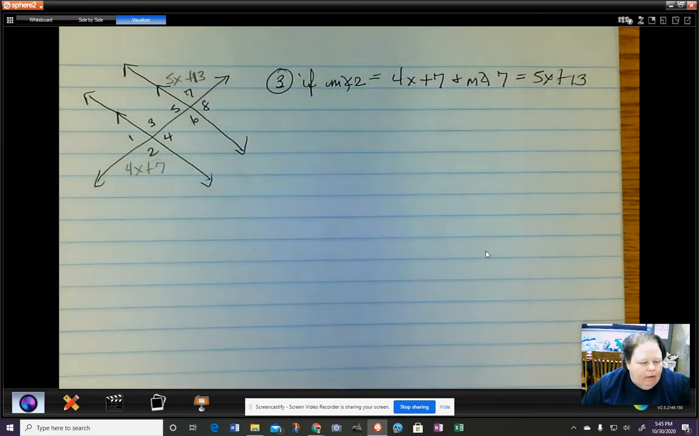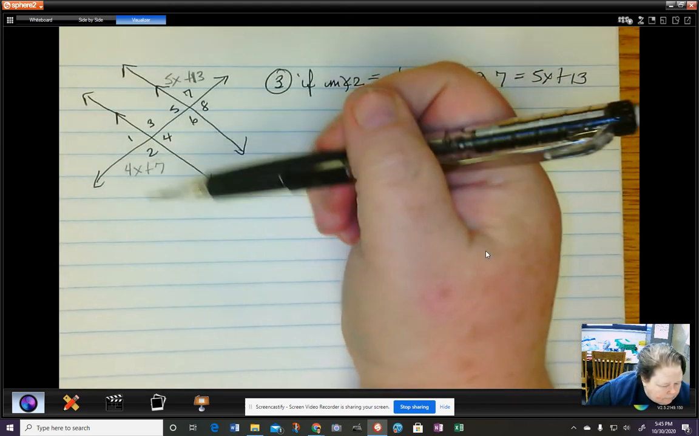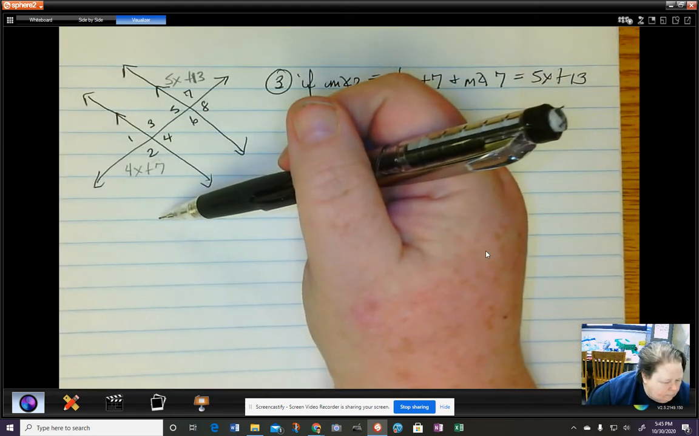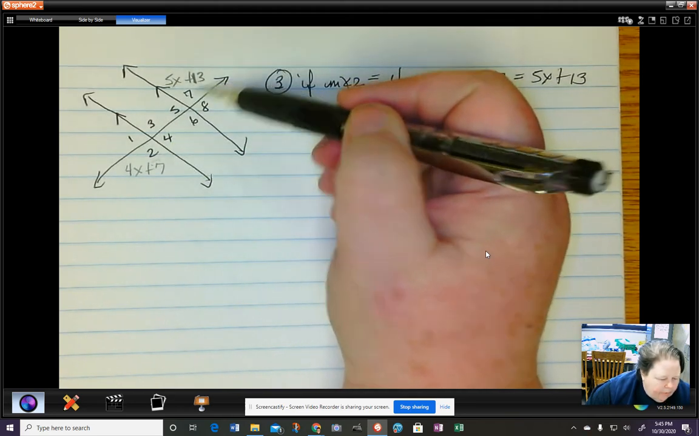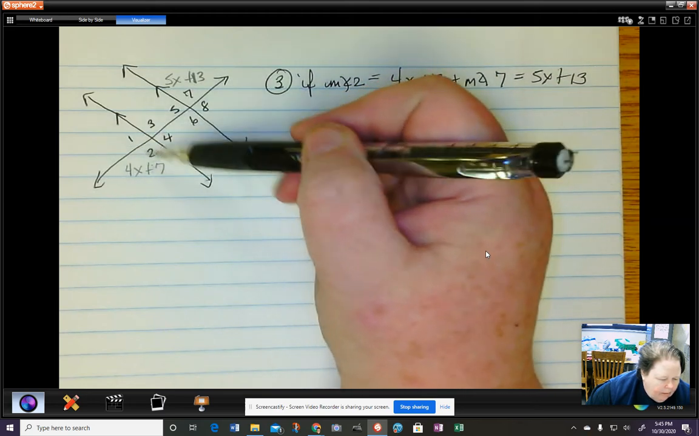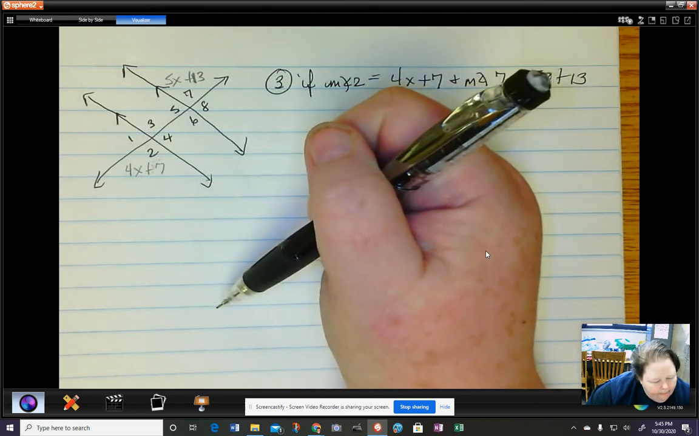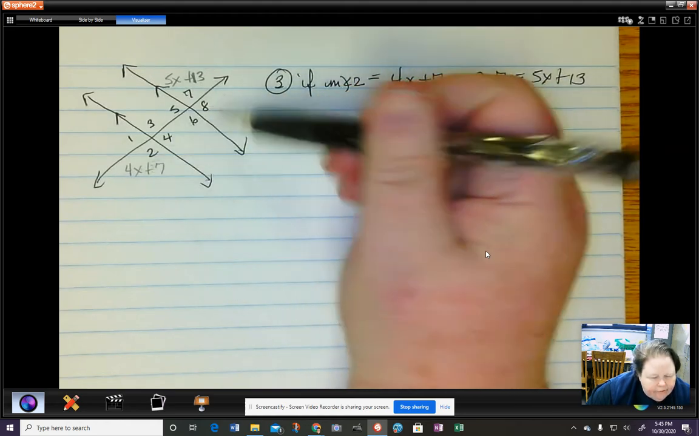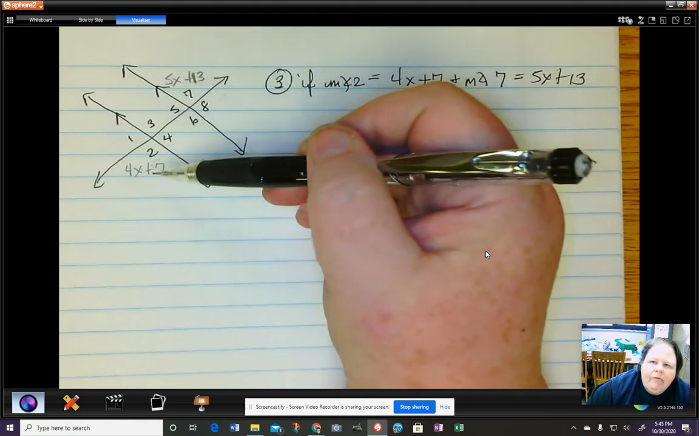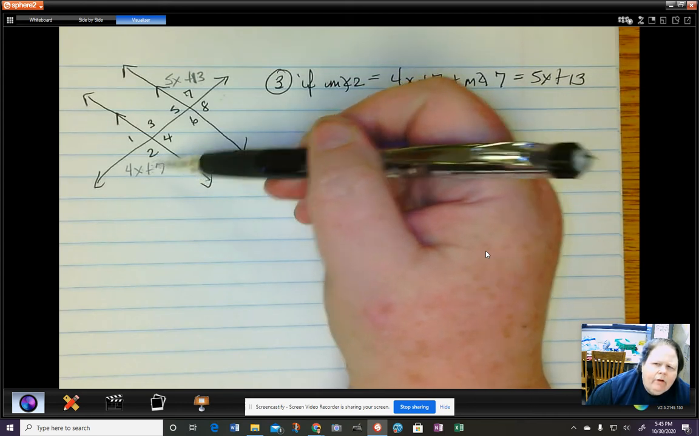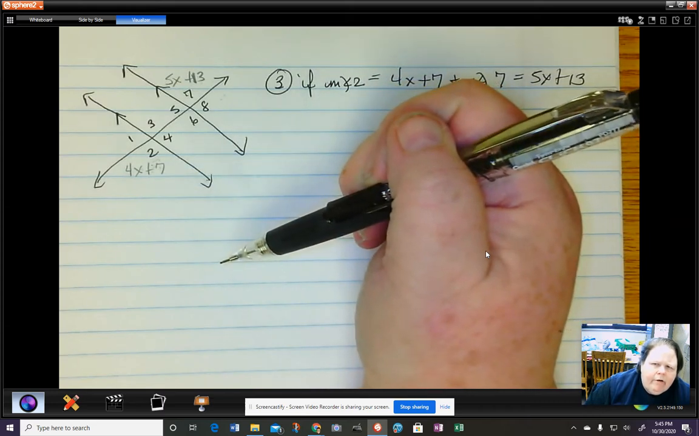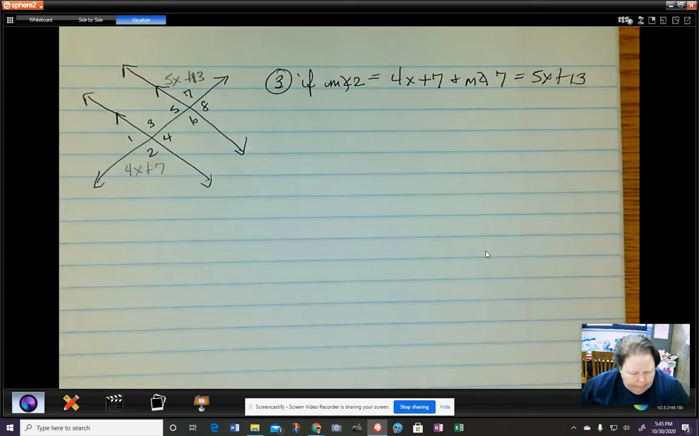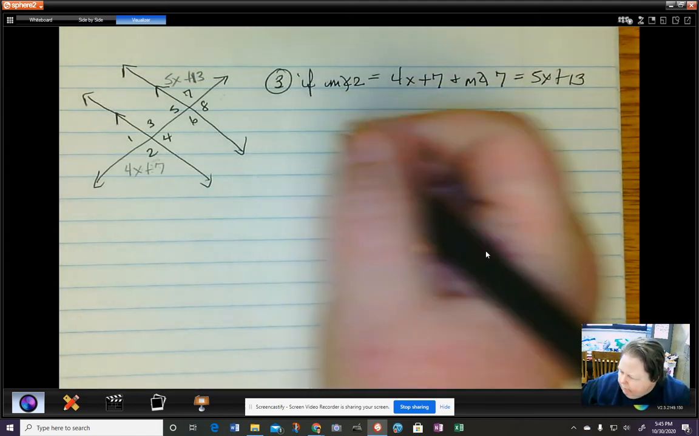Oh boy, what can we do with this problem? Well, I see this is on the outside and this one's on the outside. They're on opposite sides. They're on alternate sides. They're both on the outside, the exterior, and they're opposite sides. I have alternate exterior angles. What do I know about alternate exterior angles? They're congruent. That means they equal each other.